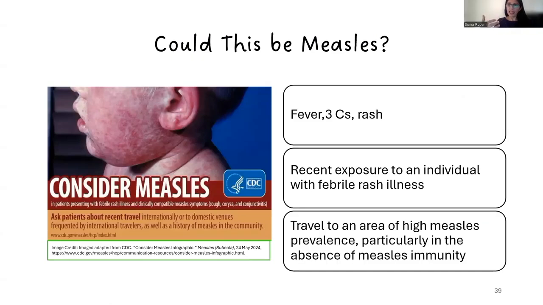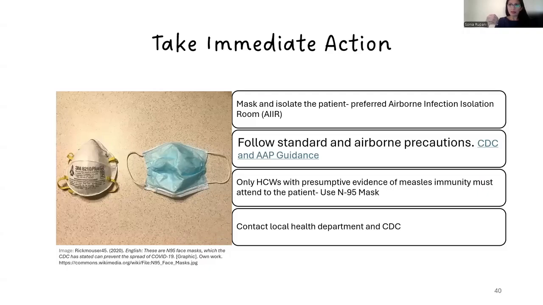So we said that patients come in with fever, upper respiratory symptoms, congestion, conjunctivitis, cough, and then the rash. If we are seeing the three C's and the fever, and we are hearing from their history that they have this maculopapular rash, and that they have traveled and are not vaccinated, or have been exposed to somebody who had a febrile rash illness, then we need to consider measles, because it could be measles that we're dealing with. And if we think it is measles, we need to start taking action.